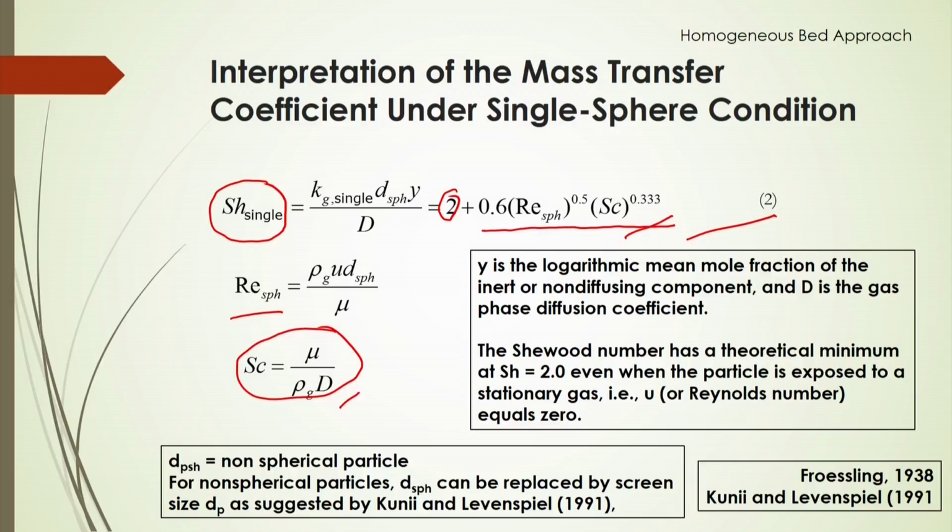And d_sph is nothing but the non-spherical particle diameter here; maybe spherical or non-spherical particles will be inside the bed. So generally d_sph has been taken as the non-spherical particle diameter. For spherical particles, d_sph can be replaced by the screen size d_p as suggested by Cooney and Levenspiel 1991. So basically here the particle size will be d_p, whatever you have to consider.